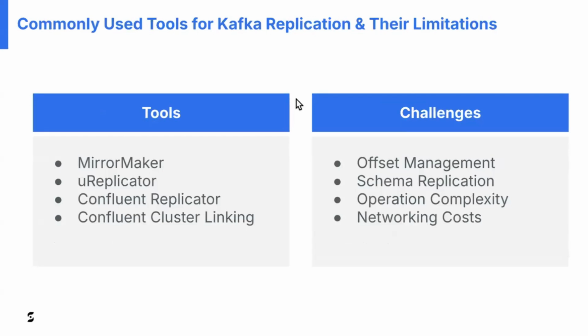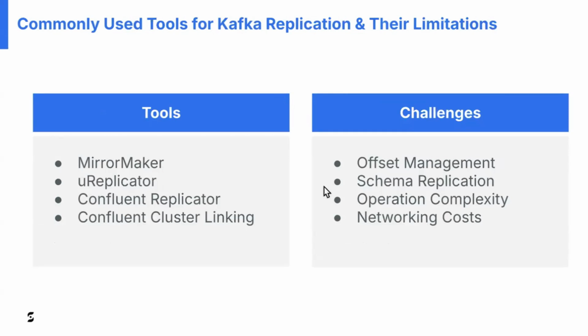But essentially, for replication, there are a couple of different things to keep in mind. There are some tools out there which have been around for some time, right? So I think particularly for Kafka replication, there are a couple of open source tools like Mirror Maker, UReplicator, and then there are tools from Confluent, right? These are the commercial tools.